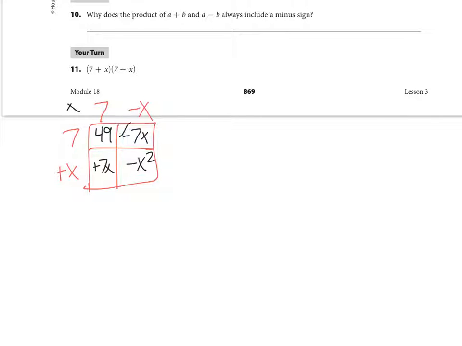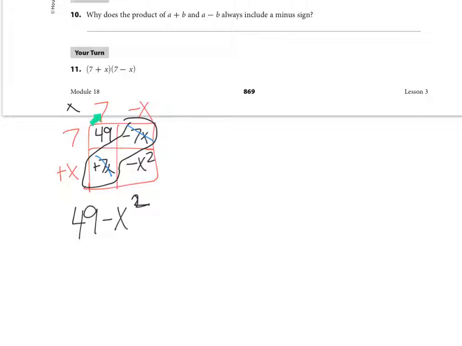Well, what happens here on the diagonal? Those are like terms, but what are they? They are opposites. One's a positive 7x, one's a negative 7x. They're going to cancel. So what am I left with? I'm left with 49 minus x squared. Again, what is this called? This is called a difference of squares. What do we square to get 49?